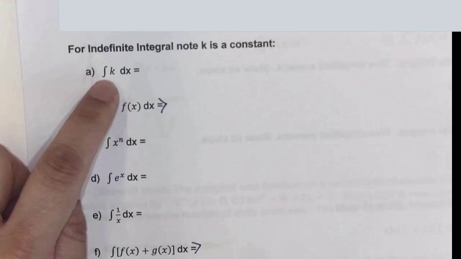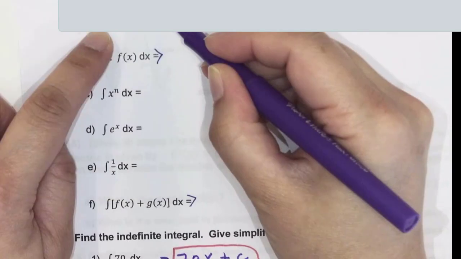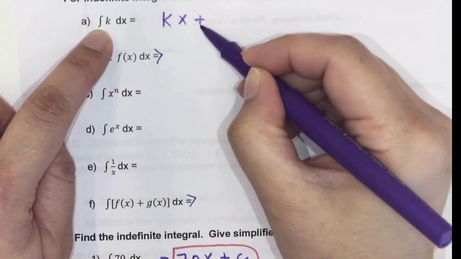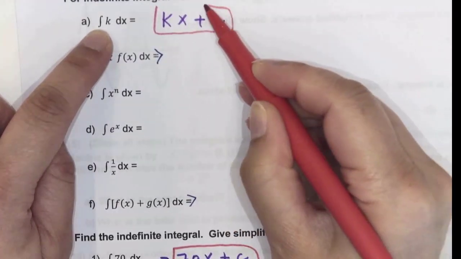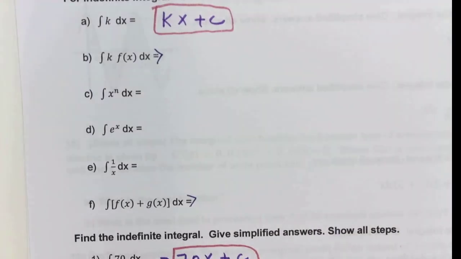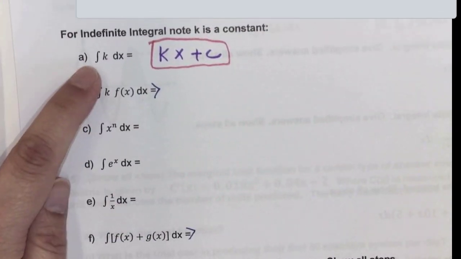K is a number, so it would be what? Pretend k is 70. Kx plus c. So you will have something like this on the test also. We will ask for the property, so you need to be able to tell that if k is a number, just add an x back plus c.